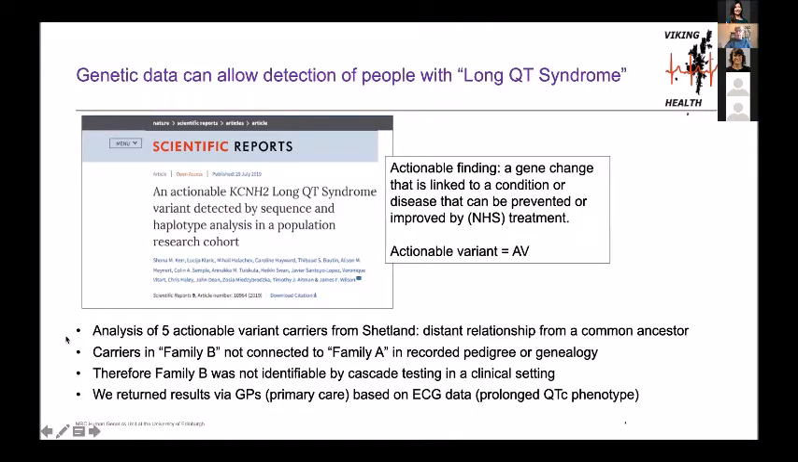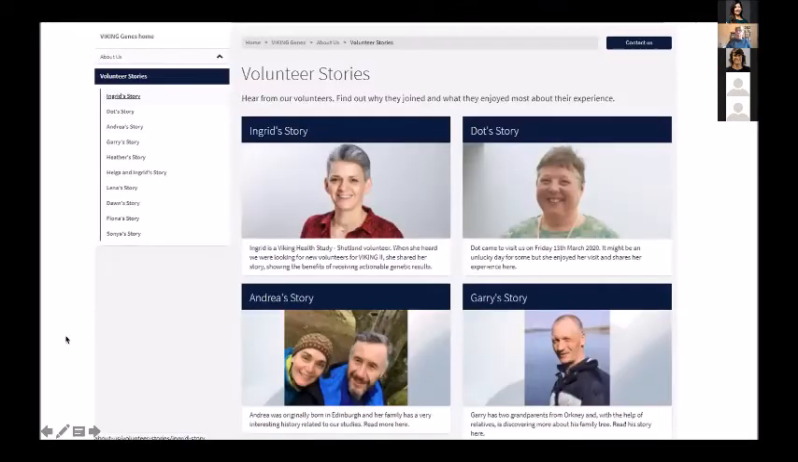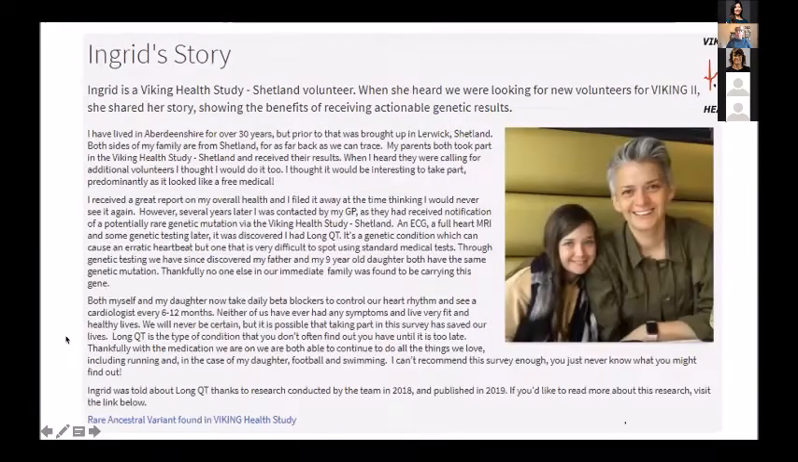However, we've also been very busy. At the same time, we were increasingly busy with our participant engagement efforts. And what I have here is a screenshot from the Viking Genes website, where we collected a whole range of volunteer stories, which many participants were delighted to share with us. And it turns out one of these stories, Ingrid's, was actually the lady who was in Family B, and she was actually rather pleased to have been given this information, which was entirely unexpected.